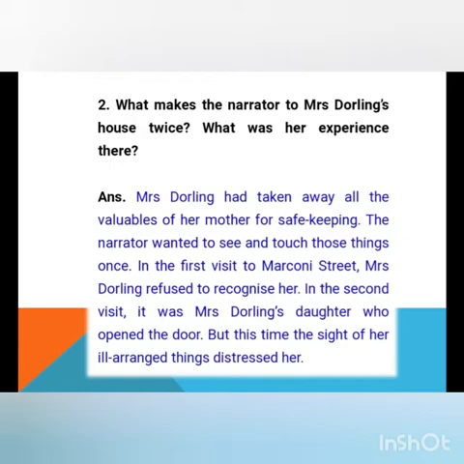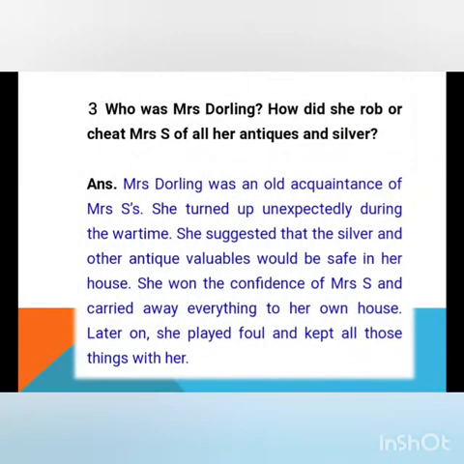Moving on to the next question. Who was Mrs. Darling? How did she rob or cheat Mrs. S of all her antiques and silver? Mrs. Darling is an old acquaintance of Mrs. S. Mrs. S is the narrator's mother in this story. Mrs. Darling turned up unexpectedly during the wartime. She suggested that the silver and other antique valuables would be safe in her house. She won the confidence of Mrs. S and carried away everything to her own house.